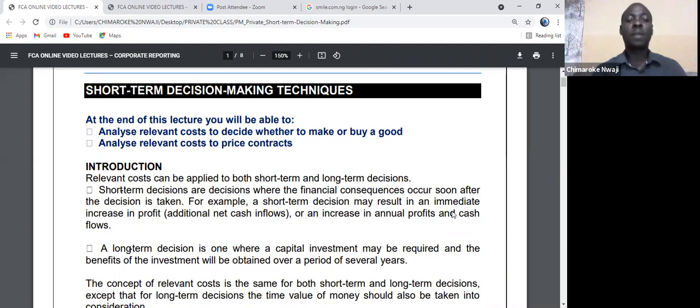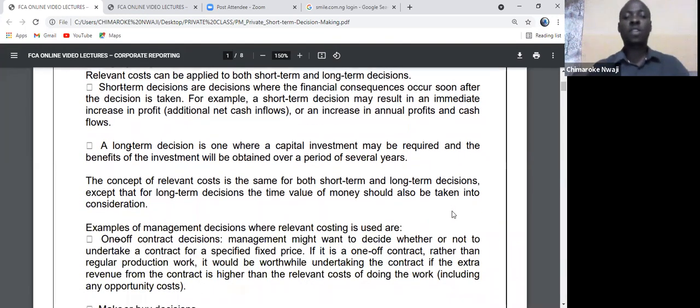So when we're talking about short-term decisions, we are talking about things that immediately affect our P&L, so to speak. It is a short-term thing that will just affect our business. When we talk about long-term decisions, it is things that will affect our statement of financial position, your assets, your liability, your capital.